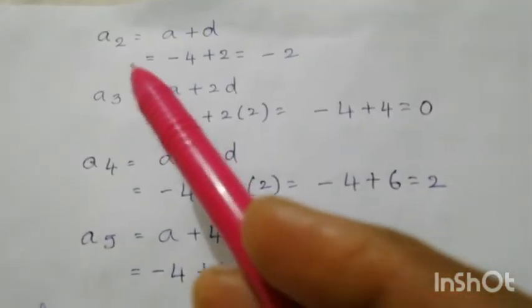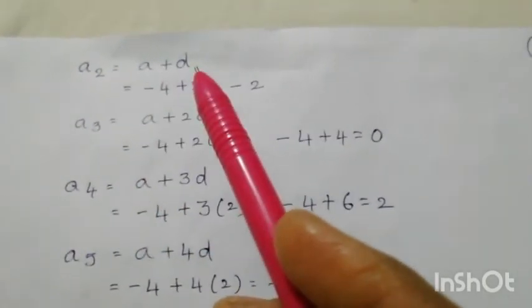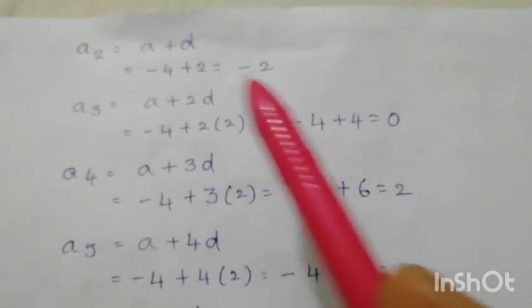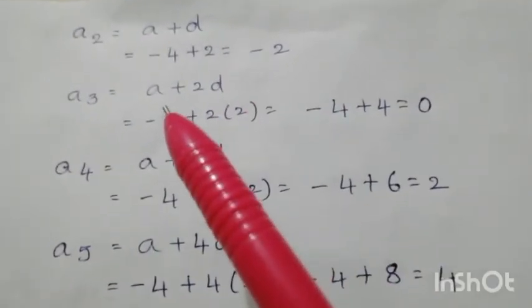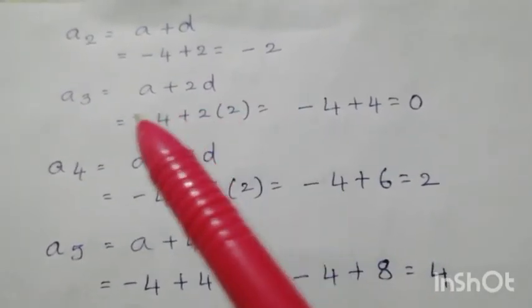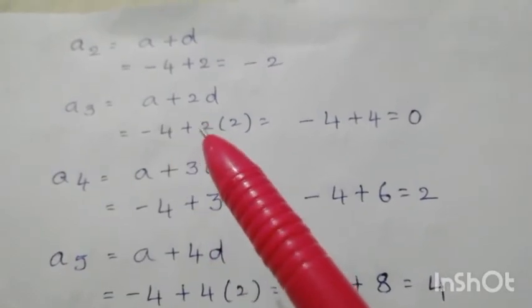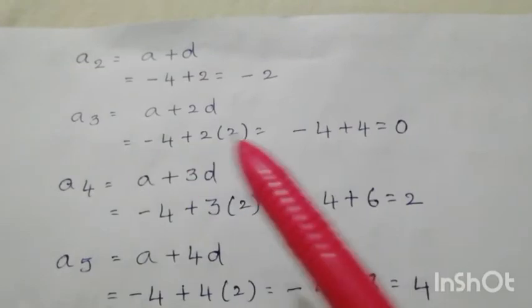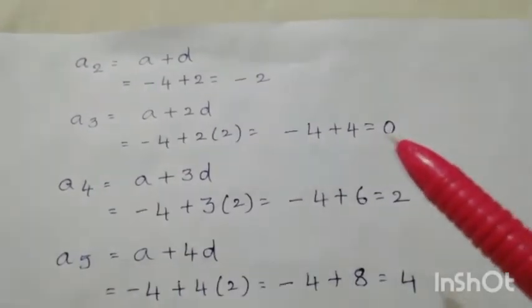Now we have to find the required terms. So now a2 is nothing but a plus d. a is minus 4, d is plus 2. So minus 4 plus 2 is minus 2. Now a3 is equal to a plus 2d. a is minus 4 plus 2 into d is 2. So minus 4 plus 2 2s are 4. 4 minus 4 is 0.